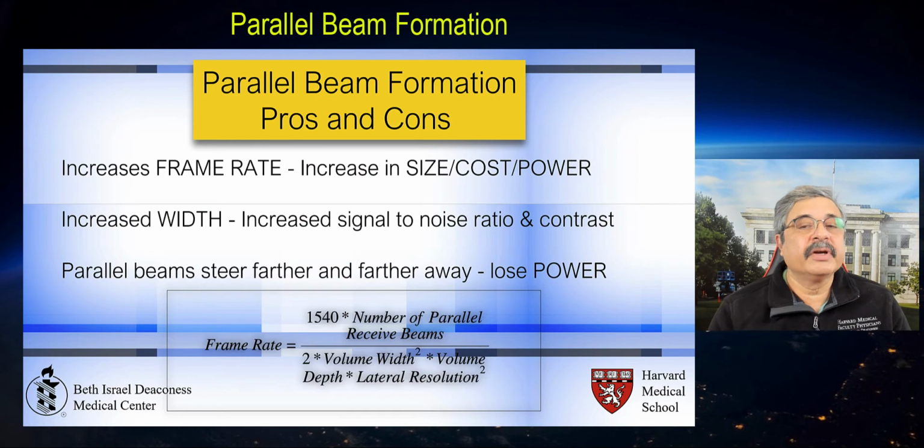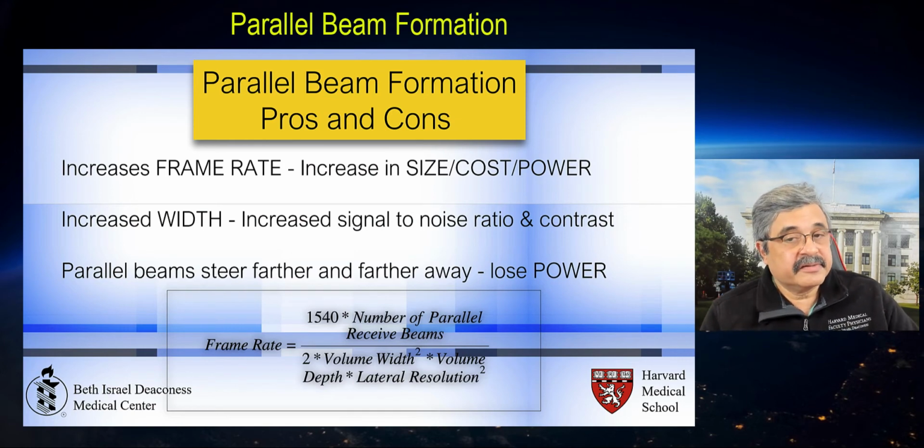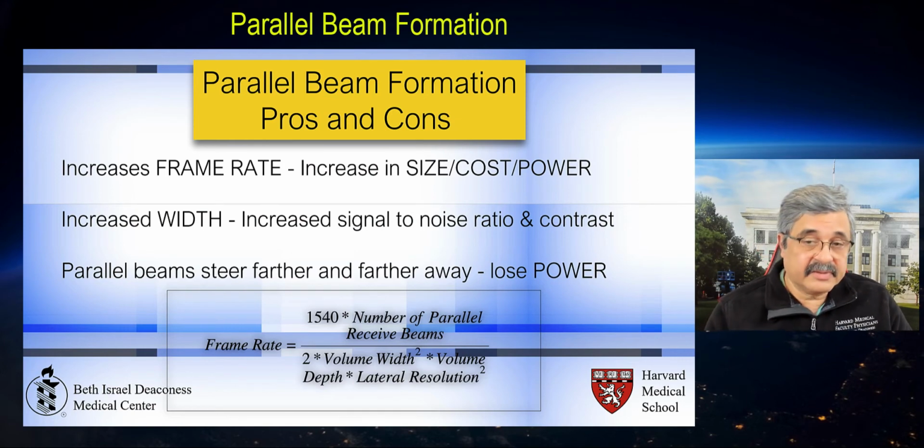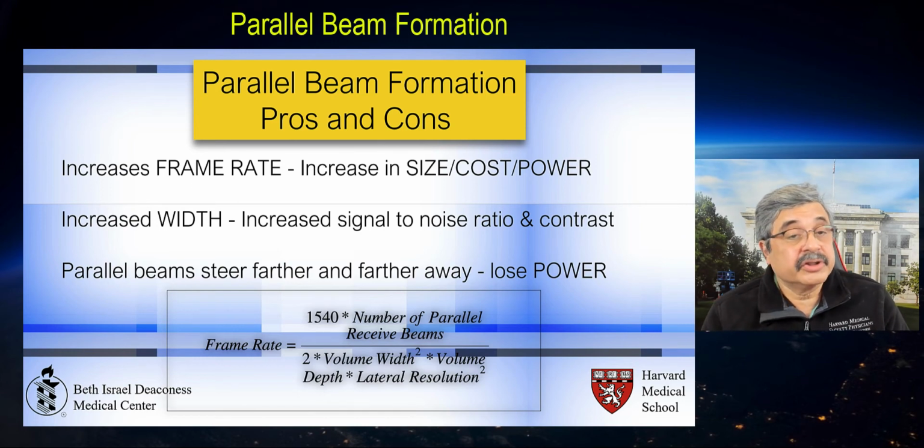Therefore, parallel beam formation has its pros and cons. It increases frame rate, but it increases the size of the transducer, the size of the beam, the cost and the power of the systems. It increases width because you have to send out a very large beam and therefore increase signal to noise ratio, and you have to have more contrast. And finally, the parallel beams steer farther and farther away, and there's greater attenuation and lost power.